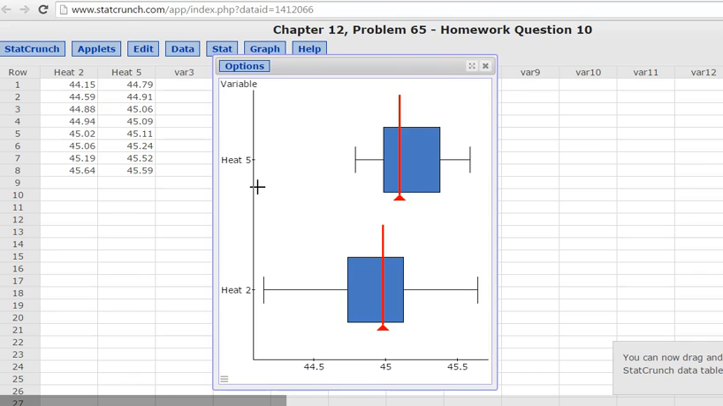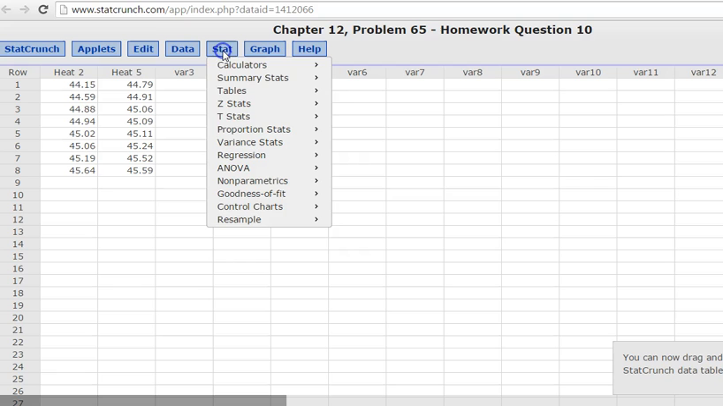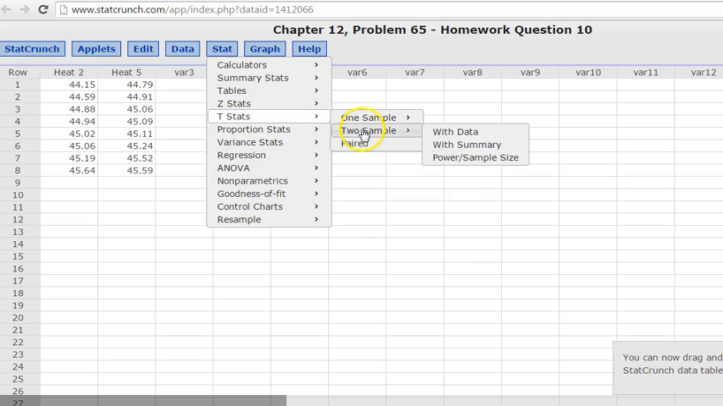Next, we're going to look for outliers to see if we need to eliminate any of the data. In our box plot, we don't see any outliers. We also can examine the data itself. We don't see any outliers. So we're going to proceed with our two-sample t-test, and I will get rid of the box plots and immediately go into Stat, T-Stats, Two sample with data.